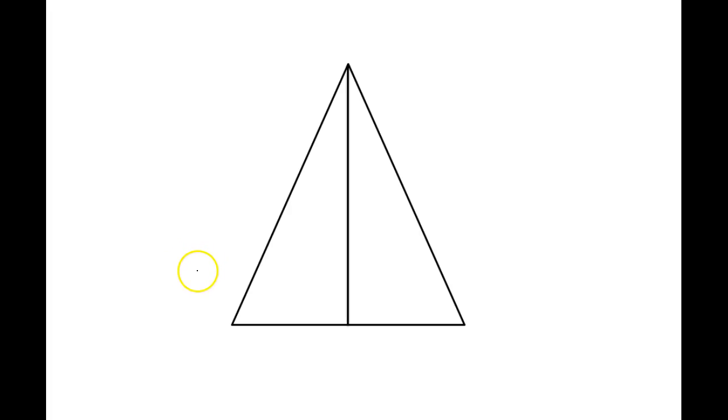The median of a triangle is the segment from one vertex to the midpoint of the opposite side. You can't assume that it's the median unless you see that it really is the midpoint of the opposite side. So you will see those tick marks to show that it is the median. So this is the median of the triangle.